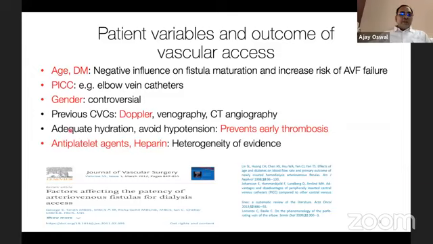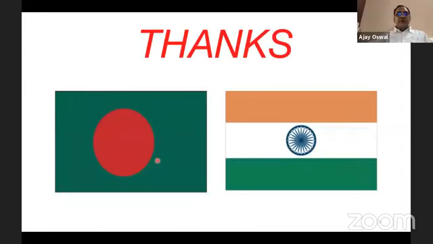Well, there are antiplatelet agents by the dime a dozen, and there is heparin, but still the jury is out on that. There is heterogeneity of evidence which says whether we should give these agents or not. I personally feel that we should not use it, and I don't use it for AV fistula construction. Arm exercises pre-operatively have a very doubtful value, although post-operative arm exercises have been shown to enhance the success of AV fistula. Thank you very much.